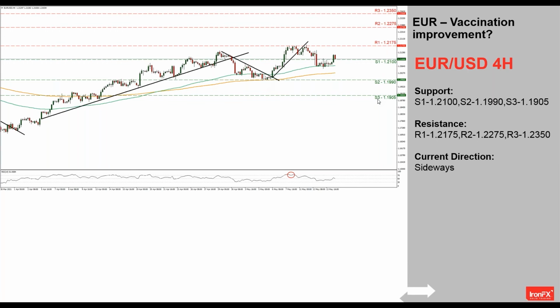Even lower, the 1.1905, which served as a resistance and a support level in the beginning of April. To the upside, I would note the 1.2175, which forms the highest point of our chart. Even higher, the 1.2275, and the highest level noted would be the 1.2350.